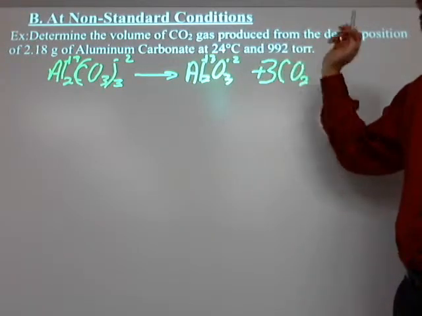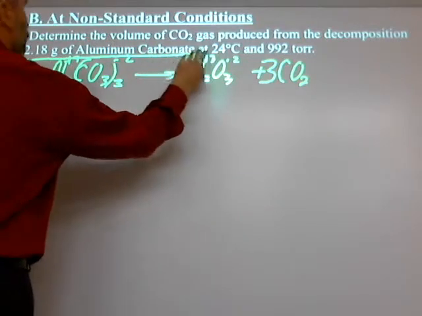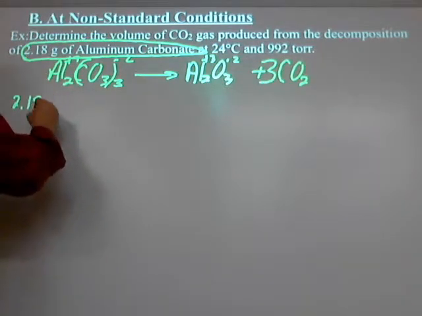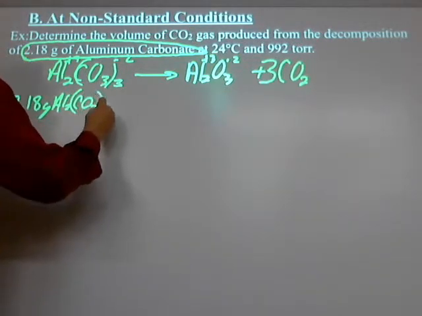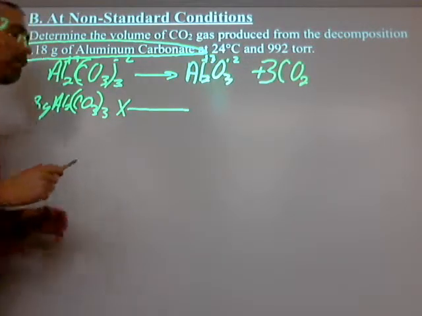I'm going to look back up there. What starts off my conversions? 2.18 grams of aluminum carbonate. Okay. So I'm going to write that down. 2.18 grams of Al2(CO3)3. Now, don't worry about getting your calculator out at this point, because that will be a pain in the neck to do, all right, when we go to do the molar mass of that guy. But you know what to do.